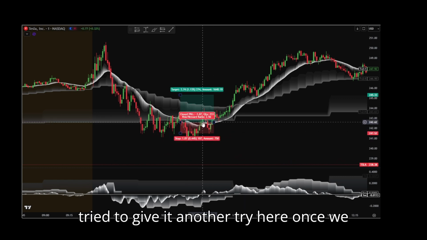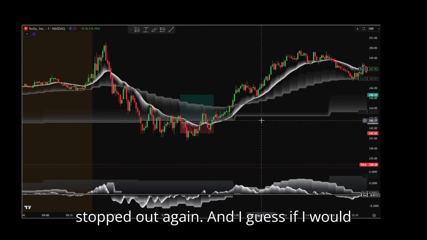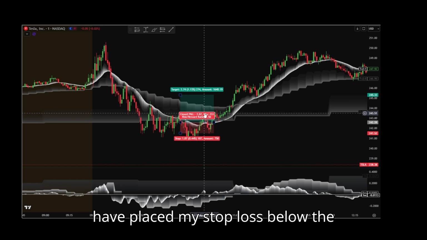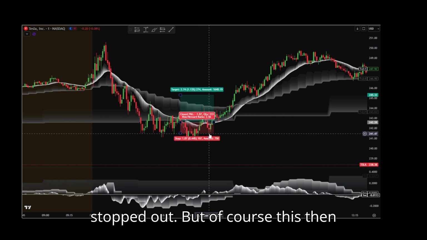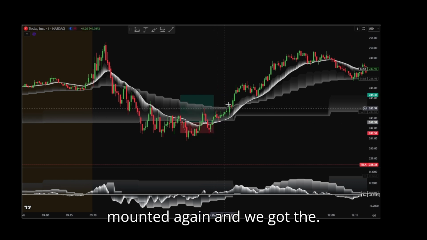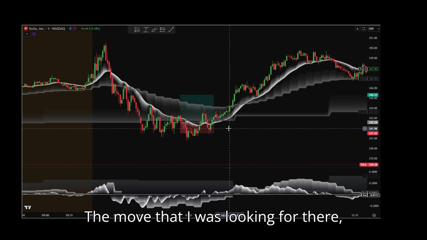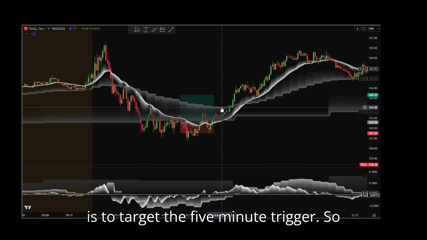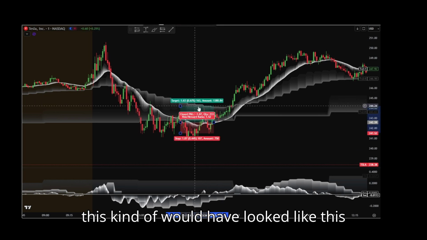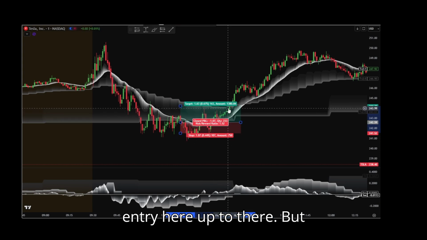Okay, I tried to give it another try here once we did get the full mount, but of course got stopped out again. And I guess if I would have placed my stop loss below the previous low here, I wouldn't have stopped out, but of course this then mounted again and we got the move that I was looking for there. Typically, all I look for is to target the 5 minute trigger. So this would have looked like this, I guess, with the final entry here up to there.